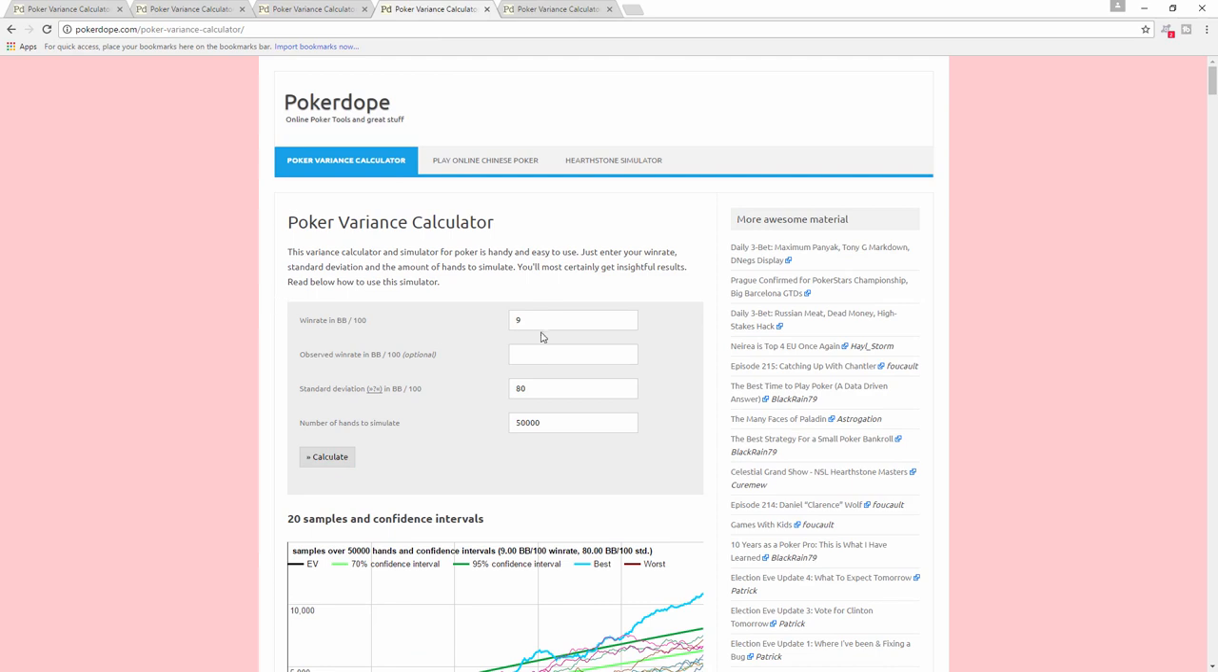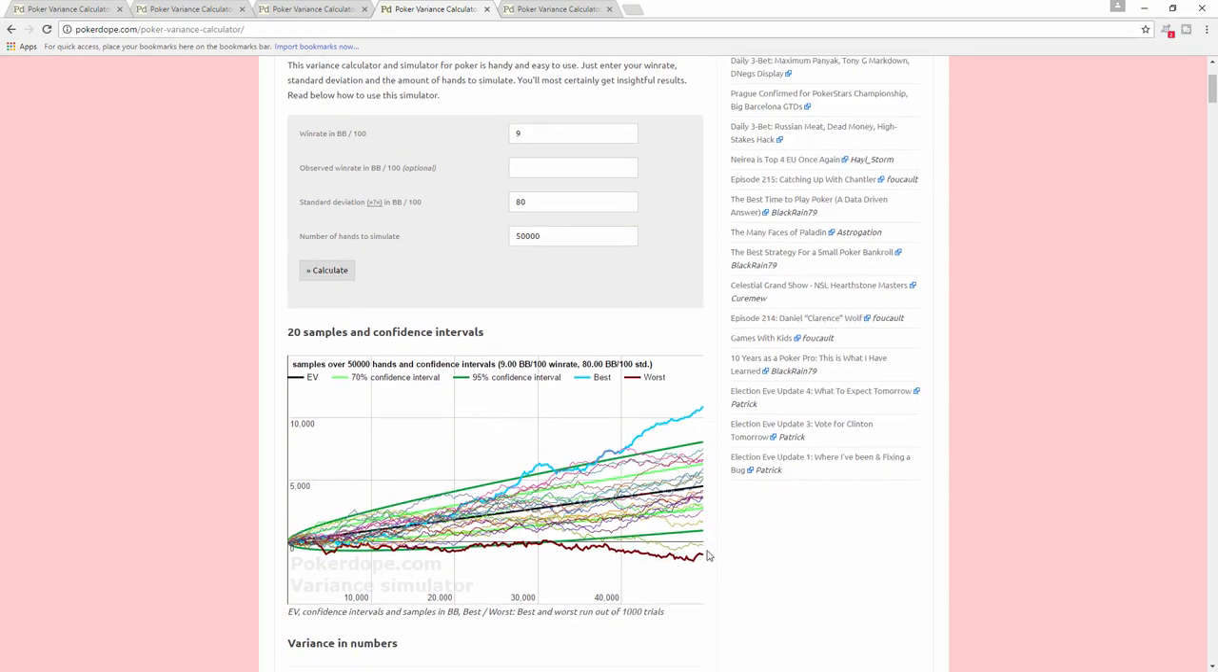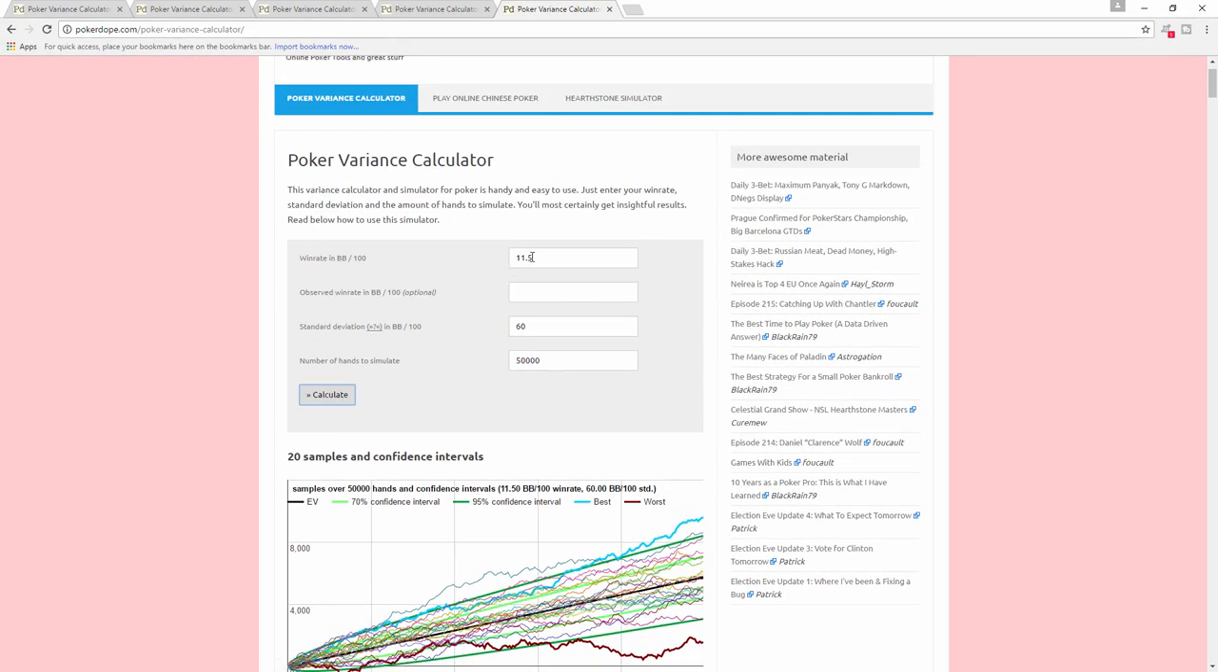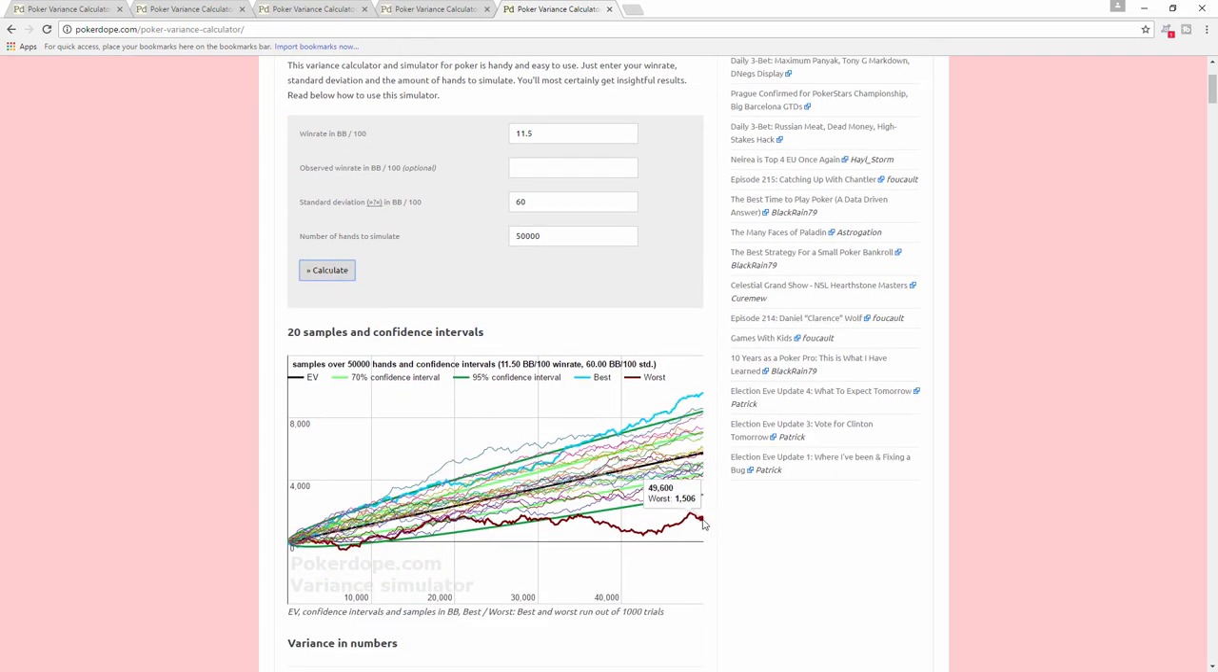If we even improve better to somebody that's really doing well, if it's the micro stakes or the low stakes, we're just a complete crusher at 9 big blinds per 100 with a standard deviation of 80. And worst case scenario, we are only losing potentially 1,000 big blinds, so 10 buy-ins. And we're staying pretty even at our best possible win rate of around, it's still hovering around 11,000. So for all of them, it's still hovering around that at the top. And now we have somebody that has 11.5 BB per 100 with a standard deviation of 60 and still playing 50,000 hands. Worst case scenario, 1,500.